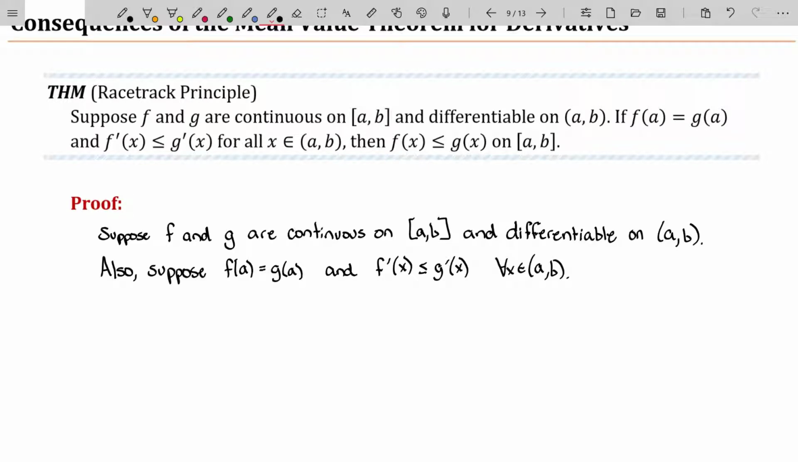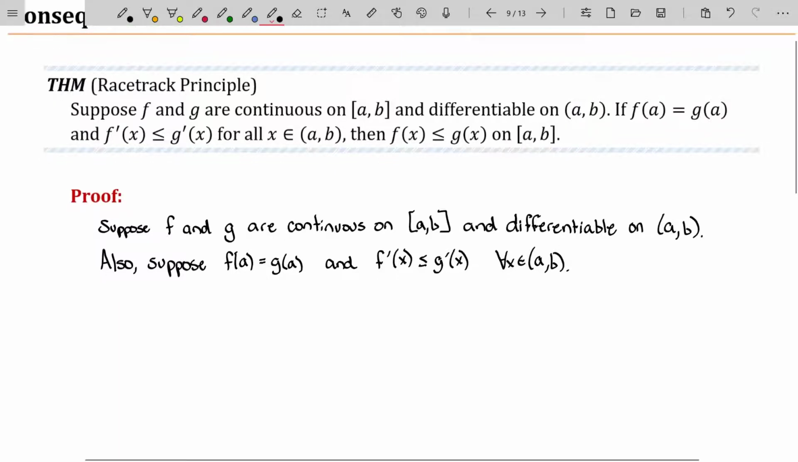For the proof, we're going to assume all the antecedents. So basically everything in the if part of the statement. That's quite a bit, actually. We have a pair of functions that are continuous on a closed interval, and that are also differentiable on the open interval a to b. We're also going to suppose the functions are the same at a, so f of a is g of a, and that f prime of x is less than or equal to g prime of x for all x in the open interval from a to b.